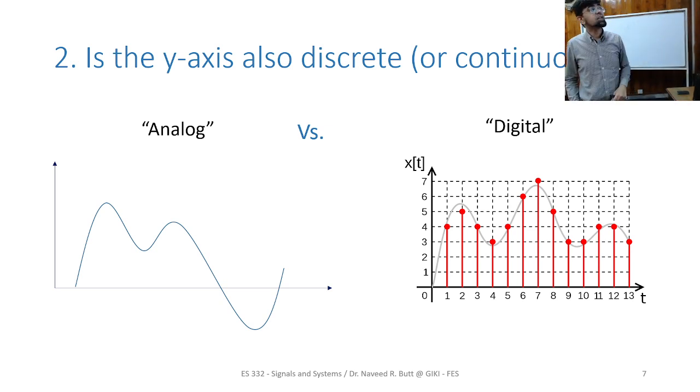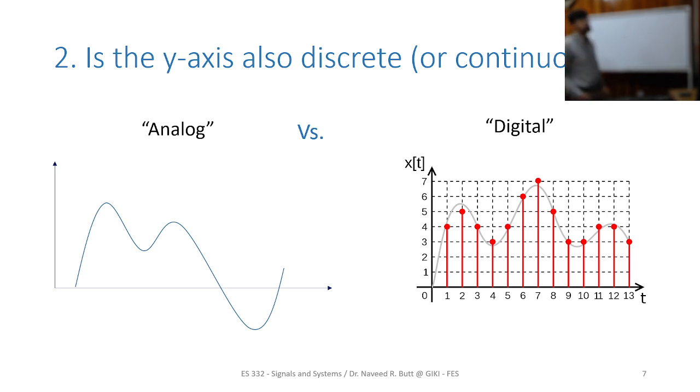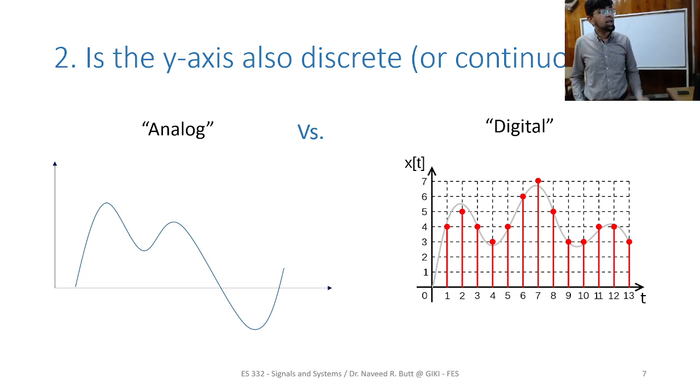If the answer to this question is that yes, the x-axis was discrete, and the y-axis is also discrete, then you are talking about digital. So now you have this additional classification. And the classification of digital versus analog is actually this: analog is continuous on both axes, whereas digital is discrete on both axes. If it is only discrete on the x-axis, it is only discrete time. It's not digital. Okay. So what's the third question then?